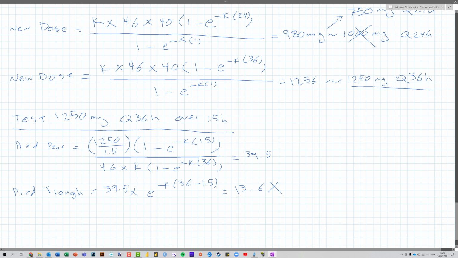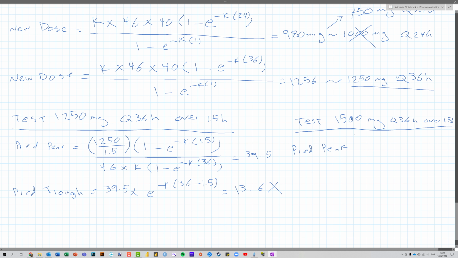So what we can do is say, okay, if this dose didn't work, what I can do is essentially try a higher dose. So let's test instead 1500 milligram, because we run every 250. So 1500 milligram every 36 hours, still over 1.5 hours. Okay, so we're going to test this.